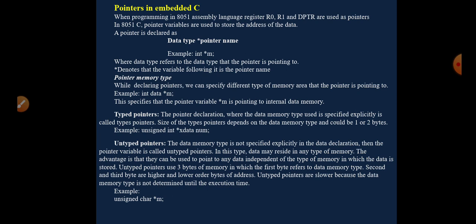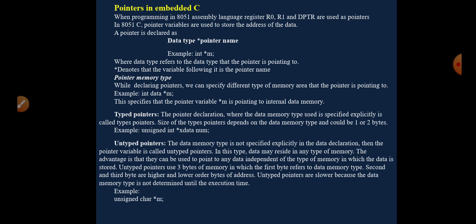Then coming to the next one, that is typed pointers. The pointer declaration where the data memory type is specified is called a typed pointer, and the size of the typed pointer depends upon the data memory type. Either it could be 1 byte or 2 bytes. For example, unsigned int * xdata num.